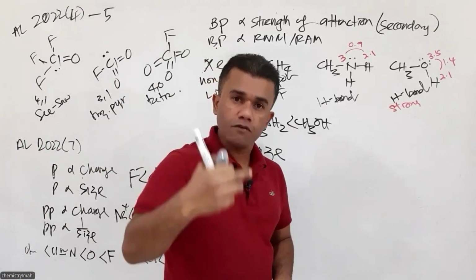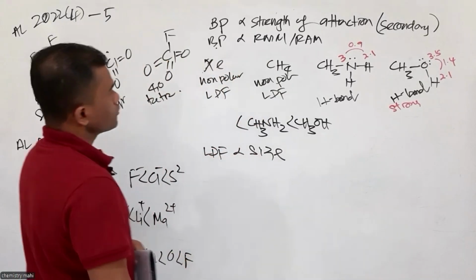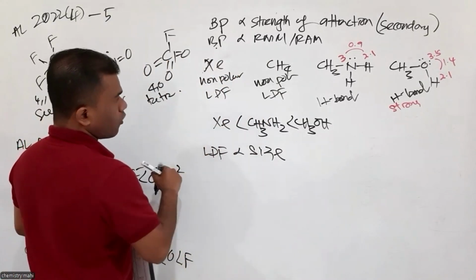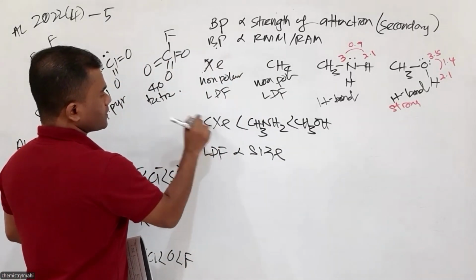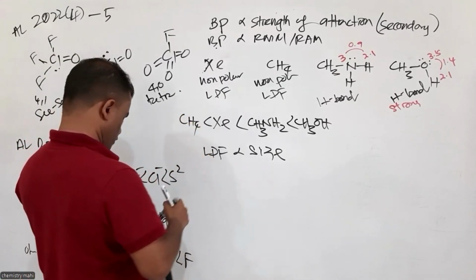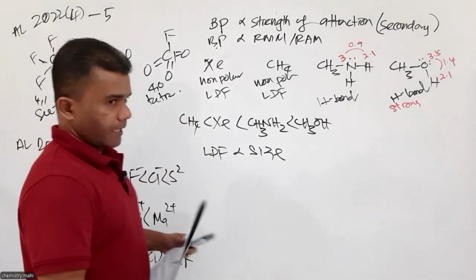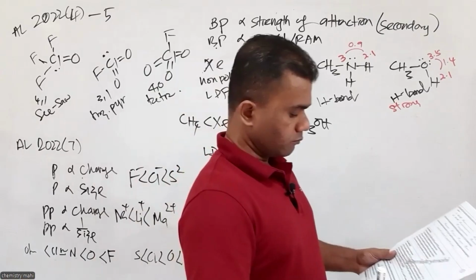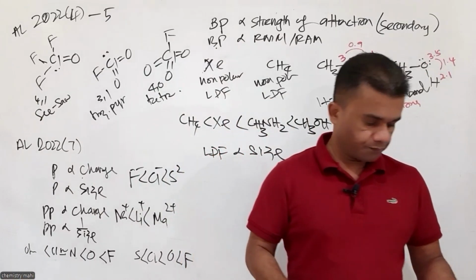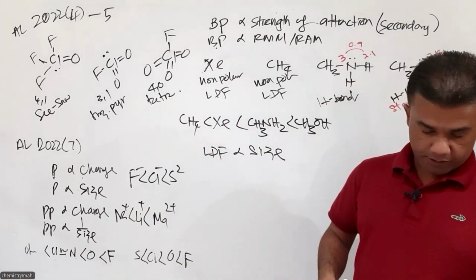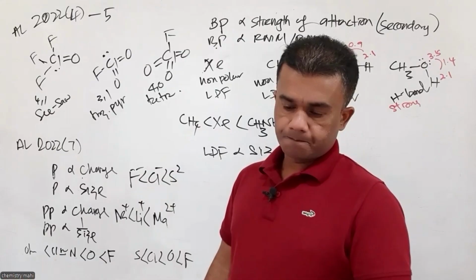The third member, the fourth member. So it's very clear, xenon has a stronger LDF than CH4. Therefore, xenon's boiling point should be larger than CH4's boiling point. Is that the order given? Yes. That's the correct answer.